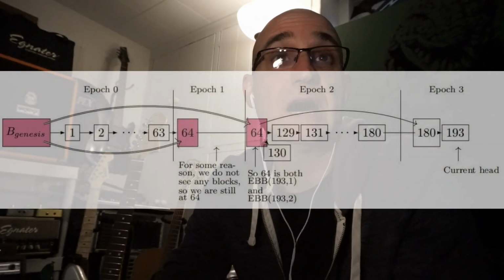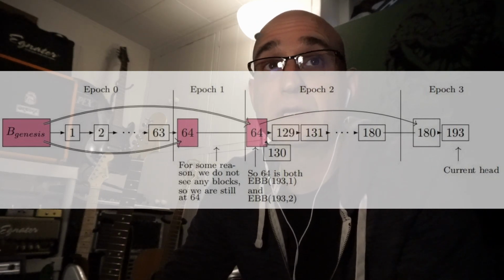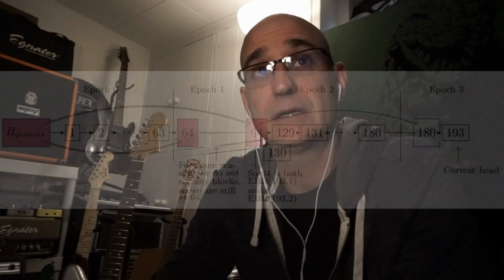Beacon chain checkpoints are really important. A checkpoint is a block in the first slot of an epoch. If there is no such block, then the checkpoint is the preceding most recent block. There's always one checkpoint per epoch.